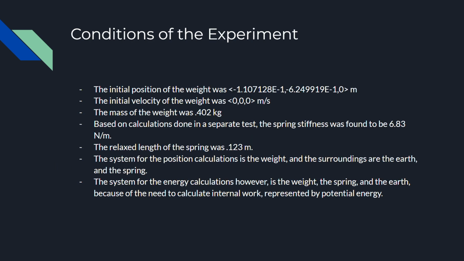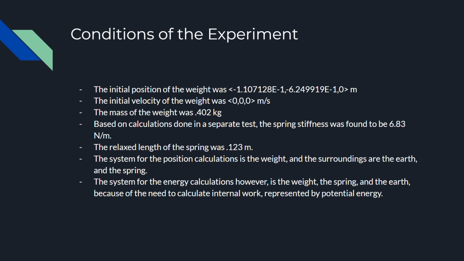The conditions of the experiment are as follows. The initial position of the weight was negative 1.107128 times 10 to the negative 1 and negative 6.249919 times 10 to the negative 1 meters. The initial velocity of the weight was 0, 0, 0 meters per second. The mass of the weight was 0.402 kilograms, and based on a calculation done in a separate test, the spring stiffness was found to be 6.83 newtons per meter. The relaxed length of the spring was also found to be 0.123 meters.